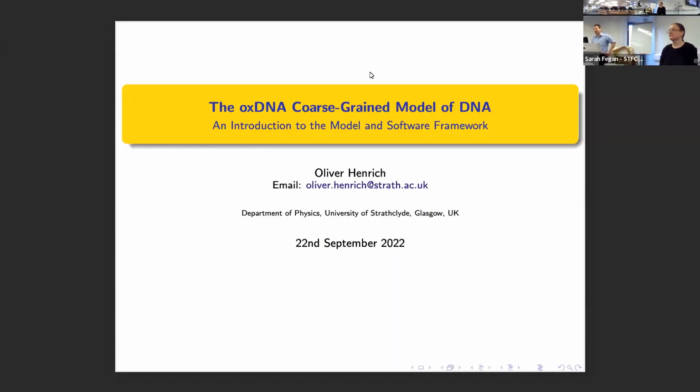This is about a specific coarse-grained model of DNA. It's called oxDNA, Ox like Oxford. This is where they developed it first. Very smart move to put the name of the town into the name of the model.